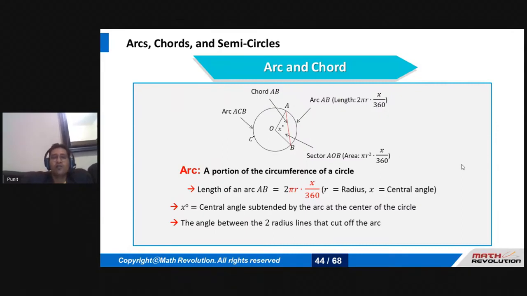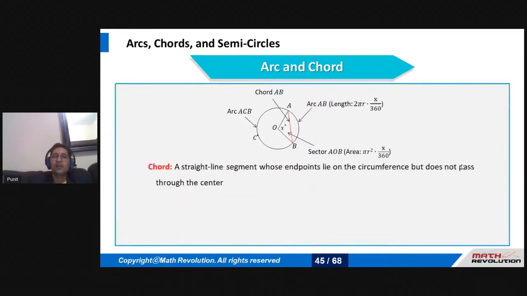There are two important formulas here. One is the length of arc, which is x degrees over 360, where x is the central angle subtended out of 360, the total angle, times 2 pi r. Why 2 pi r? Because the length of an arc is always measured on the circumference.